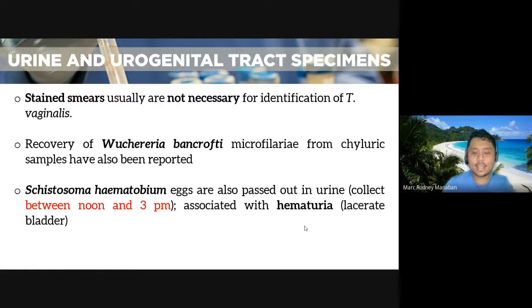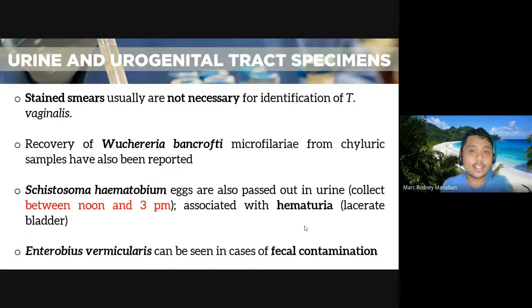Alright? Okay. And of course, lastly, Enterobius vermicularis, the most common fecal contaminant in your urine. Your Enterobius vermicularis, especially in females, right? Where your urethral opening, where the urine comes out, and your anus are quite in close proximity. So they are rather near each other. So of course, it can introduce the eggs of Enterobius to your urine. Okay, so that's urine and urogenital tract specimens.